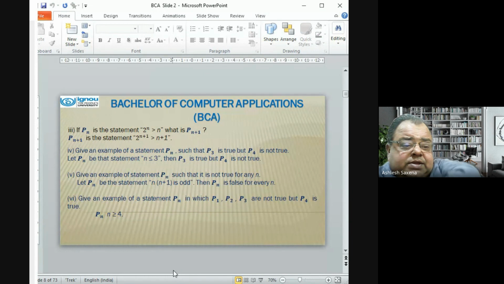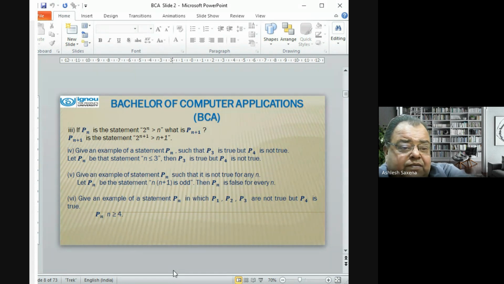Now, if we take this statement, 2 raised to the power n greater than n, is that true for Pn plus 1? So replace n by n plus 1. Straight away you can see that 2 raised to the power n plus 1 will always be greater than n plus 1.